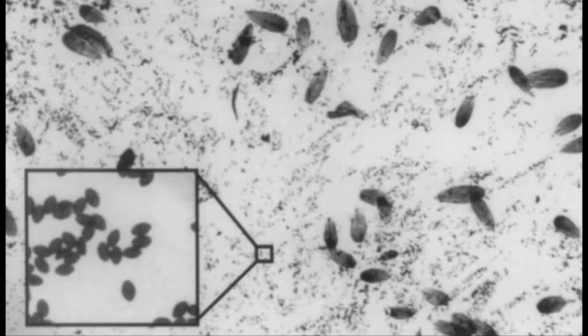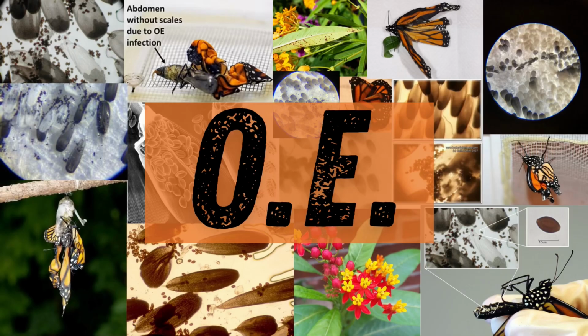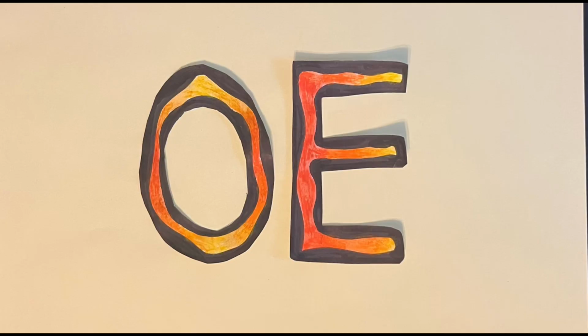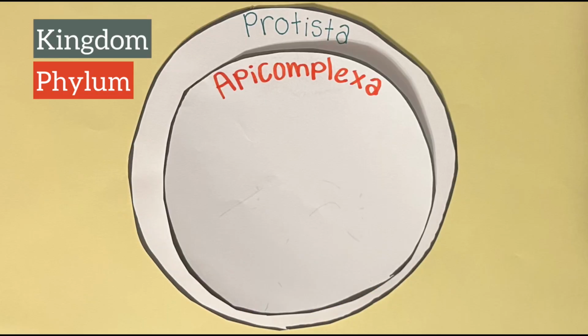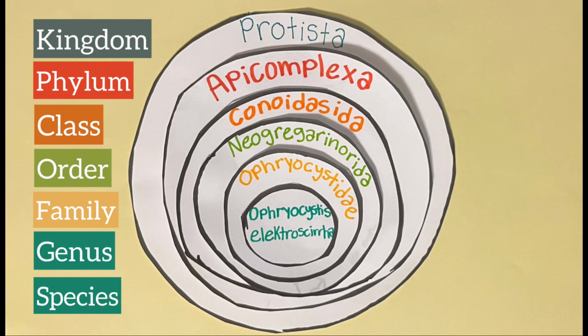But what people don't know is that there's a microscopic parasite putting this species at risk. It's called OE, and it's our flowerbed's fault that this parasite is ravaging monarch populations. OE stands for Ophryocystis elektroscirrha. It's a protozoan parasite in the phylum Apicomplexa, and it's deadly to monarch butterflies.